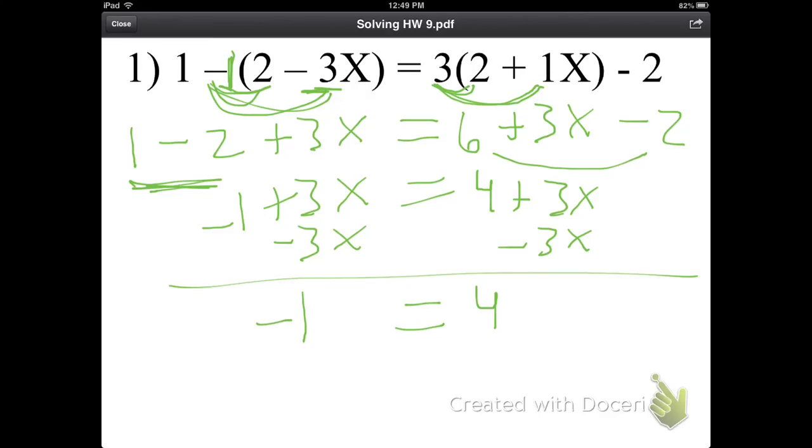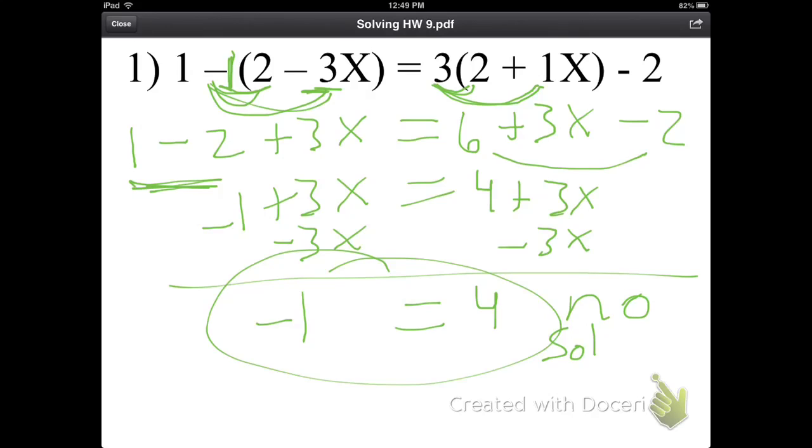If you get to a part where there are no more x's, look at the equation. Is this true? Is negative 1 the same thing as 4? If you answer no, then there is no solution. And that's what we got here. Negative 1 is not equal to 4, so we have no solution. If those numbers were the same, then we would have infinitely many solutions. It would be any number you want to put in for x, and it would still be true.